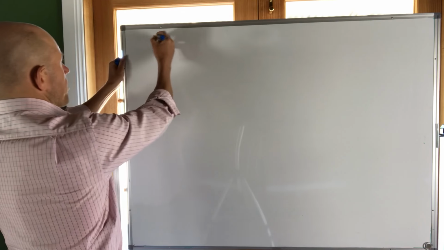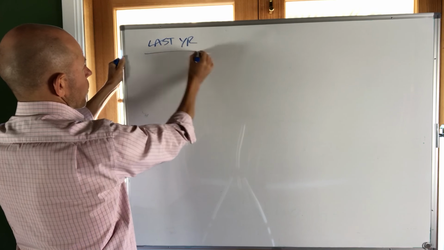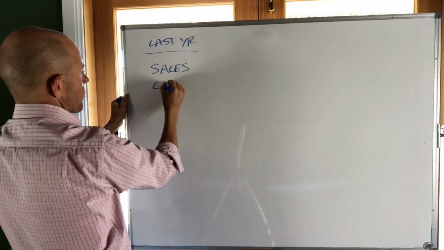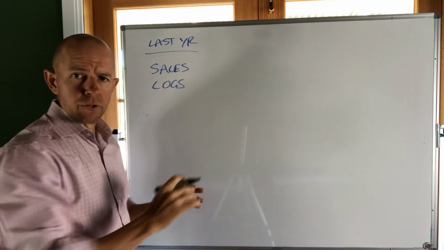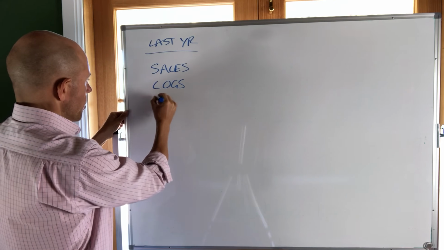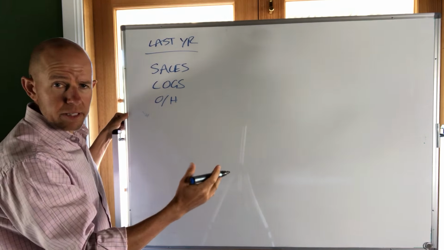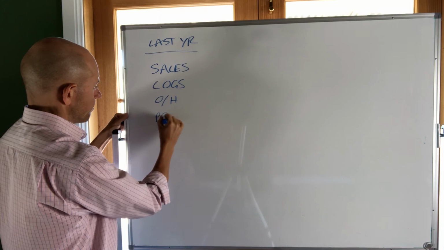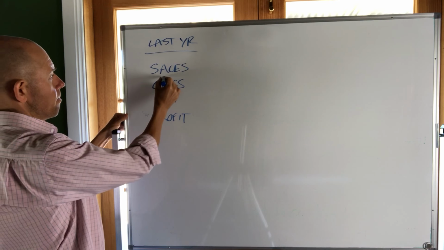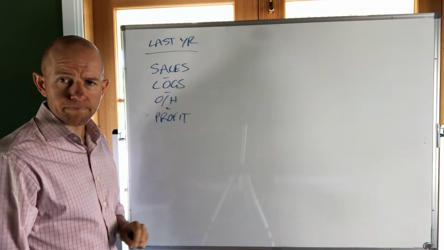So step one is last year. All you're going to look at is sales. You're going to look at cost of goods sold. That's your direct costs for materials and labour for things that you sell. We're going to look at overhead. That's all your other fixed expenses. And then profit. So obviously this one minus this one minus this one equals that one.